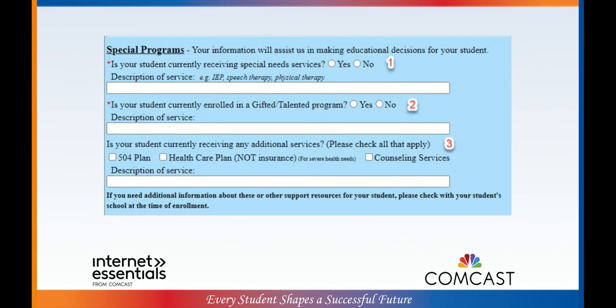In the next section, you will indicate if your student is a part of special programs. Question 1, is your student currently receiving special needs services? If yes, describe in the box below. Question 2, is your student currently enrolled in a gifted or talented program? If yes, describe below. And question 3, is your student currently receiving additional services? Check all that apply and describe below.